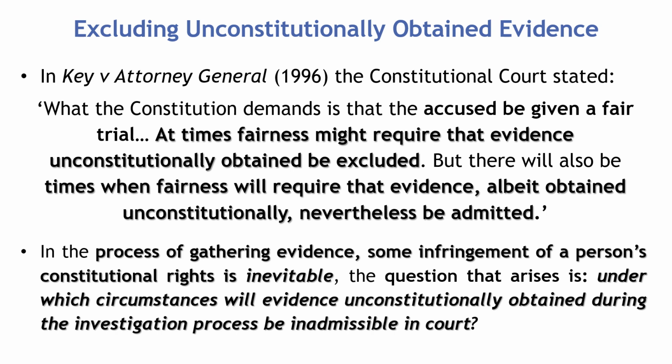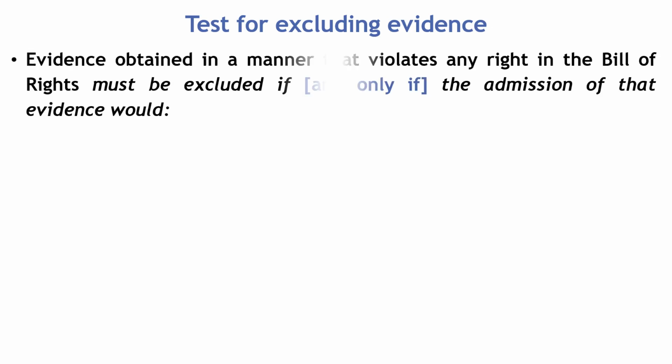So here we need to talk about the two-pronged test that we find in Section 35(5). Let's look at the test for excluding evidence in terms of Section 35(5). Effectively, the presiding officer is given a discretion to determine whether the evidence, hypothetically, if it was admitted, would have one of two consequences. Either it would render the trial unfair, or it would be detrimental to the administration of justice. If the court finds that, hypothetically speaking, the admission of that evidence would have that effect, one or both of them, then the court must exclude such unconstitutionally obtained evidence.